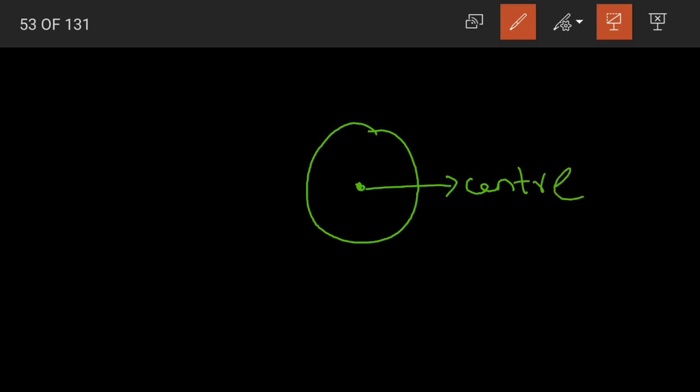For example, if we take this, what is the center? We all know center is nothing but the middle, the exact middle of something. So the middle of this circle will be the center of the circle, children. Now next, coming to radius.